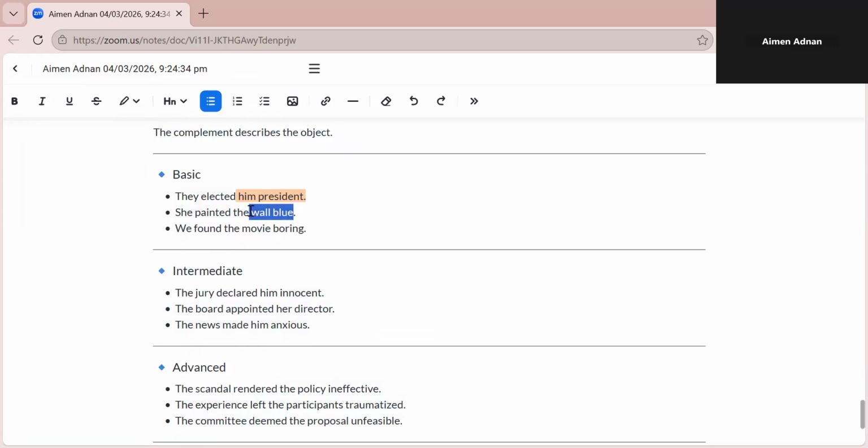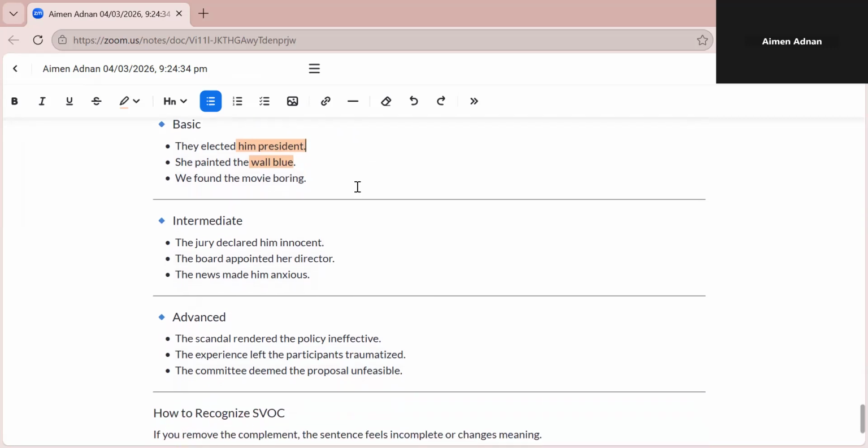Look at the other sentence. She painted the wall blue. Now, she is the subject, painted is the verb, and the wall is the object. Now, look at the paint that is done on the wall. That is the attribute that is given to the wall. That is the extra meaning that is given to the wall. And that is the color blue. And that is why it will be a complement.